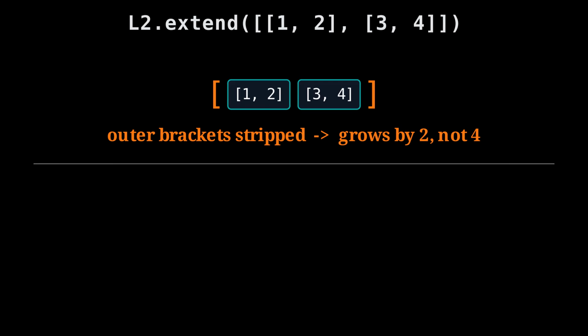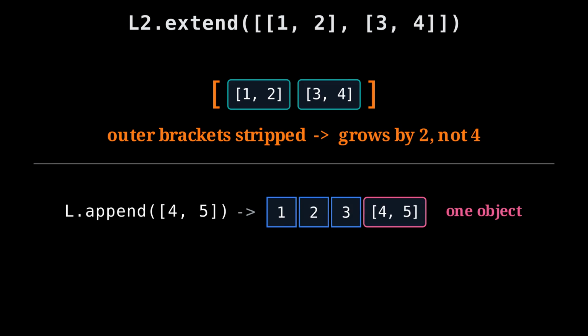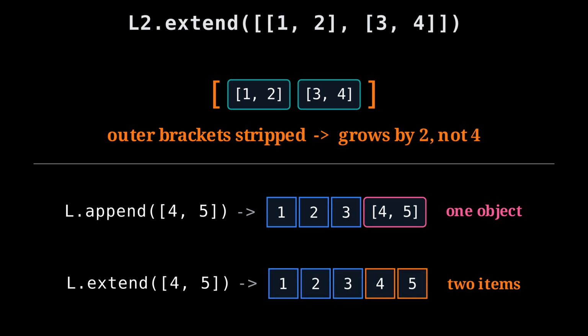This is exactly where append and extend differ. Append the list 4, 5, and you add 1 object, a nested list sitting at the end. Extend by the list 4, 5, and you add 2 separate items, 4 and 5. Append adds 1 thing. Extend unpacks the top level and adds each.